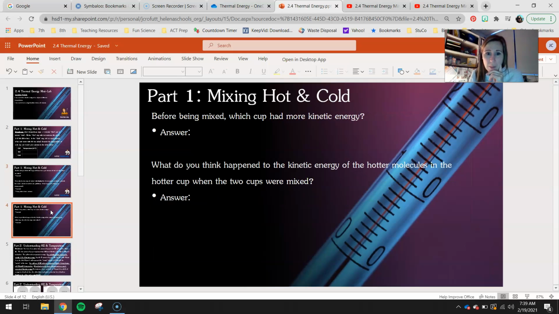All right, last set of questions. Before being mixed, which cup had more kinetic energy? And again, this is something you're going to be modeling here in a second. And then what do you think happened to the kinetic energy of the hotter molecules in the hotter cup when the 2 molecules are mixed? So when we took all those little hot molecules in the hot cup and poured them in with the cold molecules, what do you guys think happened to the kinetic energy that those hot molecules had? Okay, so explain where you think that went, how it might have looked.